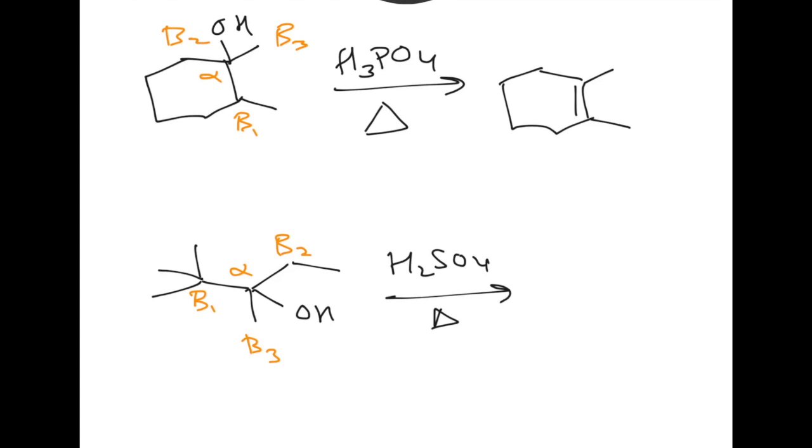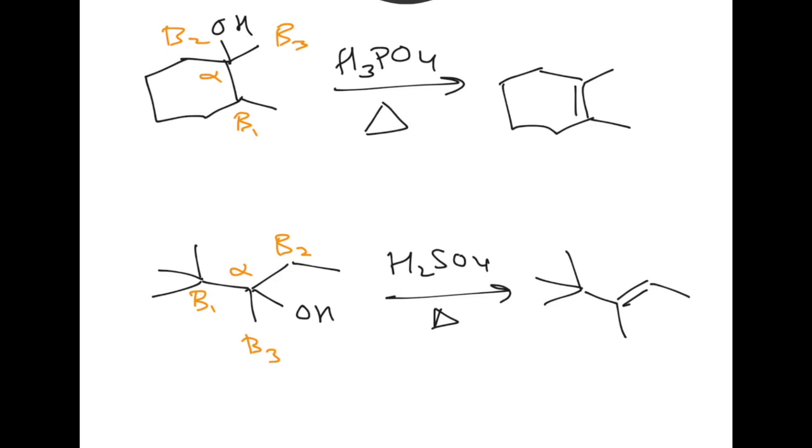So beta 1 has no hydrogens, so I can't make a double bond to it. So I only have to look at beta 2 and beta 3. Beta 2 has fewer hydrogens than beta 3, so my product is going to be this. We're not going to worry about the E and Z on the double bonds just yet. That's a problem for like 2 weeks from now. You just need to make a double bond.